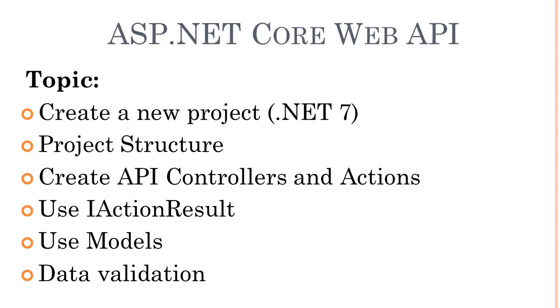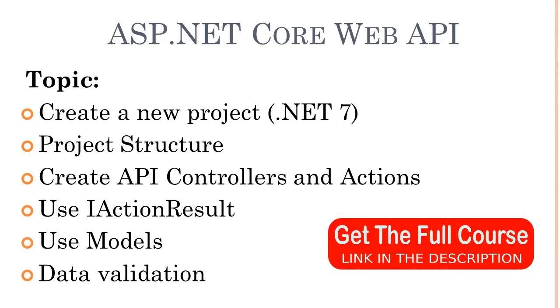In this video, I will show you how to create an ASP.NET Core Web API using Visual Studio 2022. So I will show you how to create a new project using .NET 7, and we will explore the structure of this project. Then we will see how to create an API controller and the actions that will handle the different HTTP requests and methods.